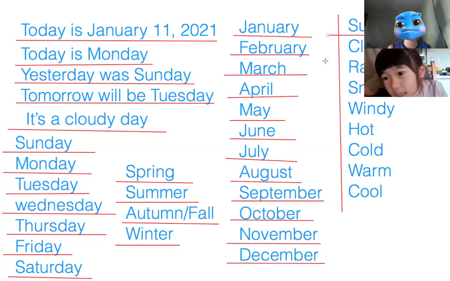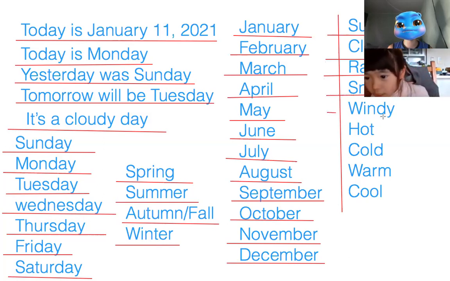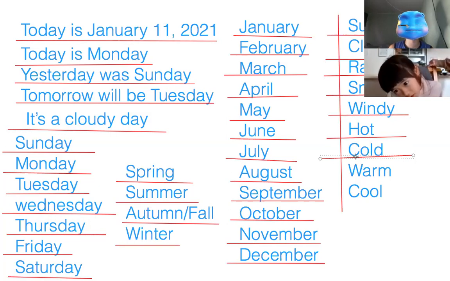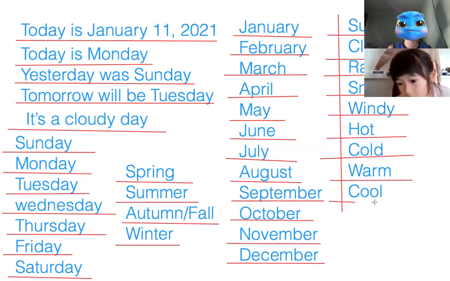Sunny. Cloudy. Rainy. Snowy. Windy. Hot. Cold. Warm. Cool. All right.